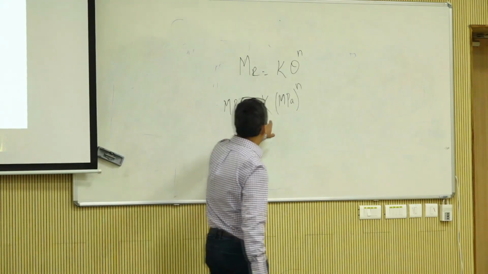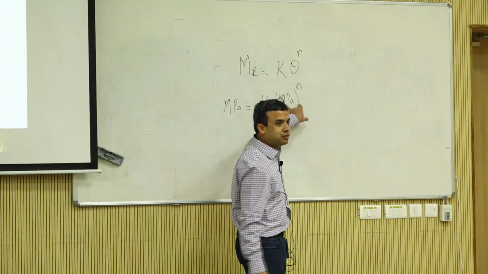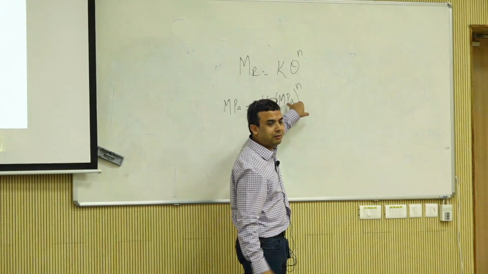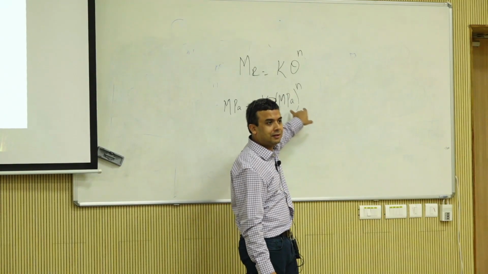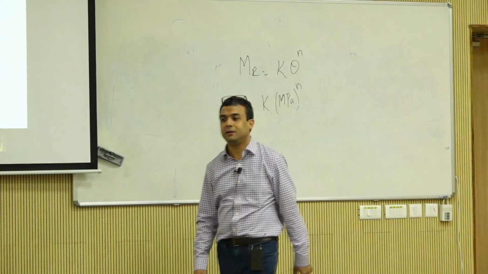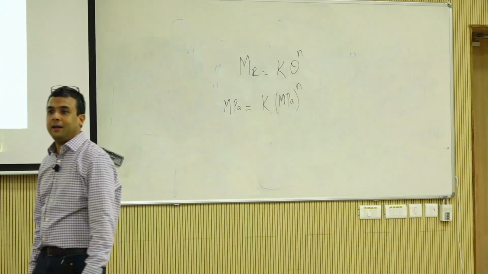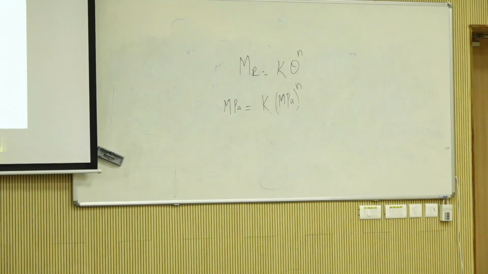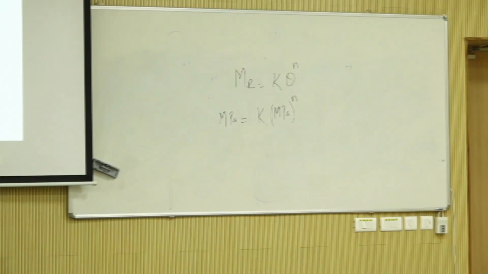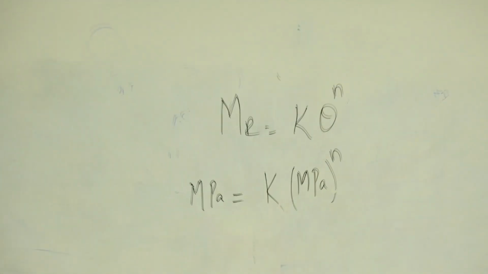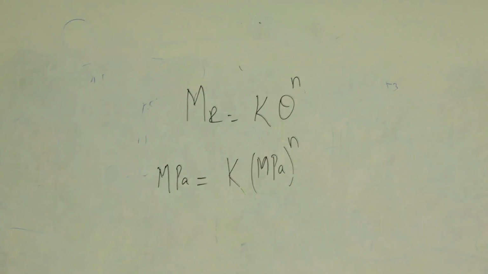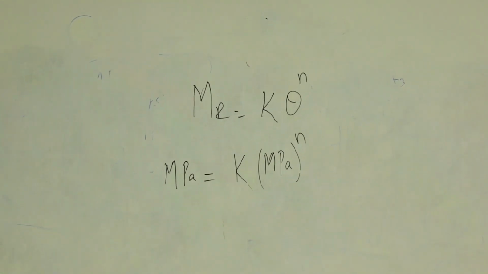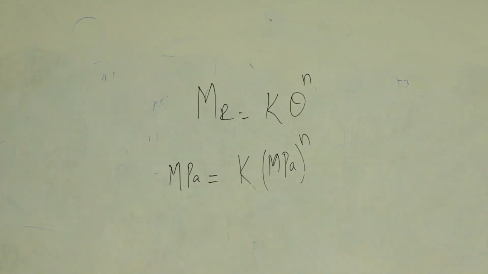No matter what you do to K, it cannot take a root like raised to the power 1 over n for this, right? So what the heck is going on? Yes, they are empirical formulas, but they are still representing stress strain behavior. So how do you address this? Make theta unitless. How do you do that?